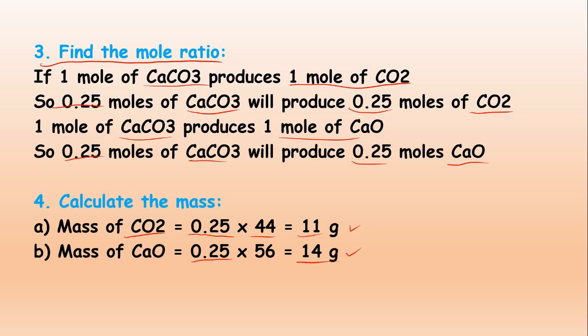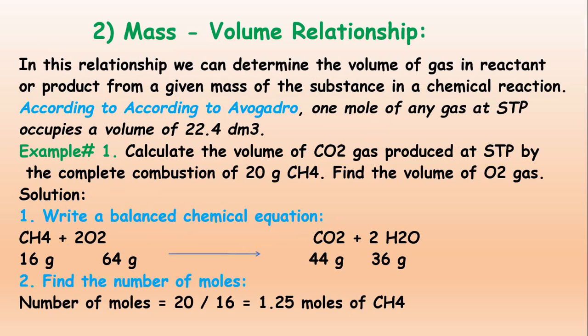Now we are moving towards the second, that is the mass-volume relationship. This is a little bit of introduction and explanation related to the mass-volume relationship. In this relationship we can determine the volume of a gas in a reactant or product. Whether the gas is on the reactant side or product side, we have to calculate the volume of the gas from a given mass of the substance. The mass will be given in a chemical reaction.